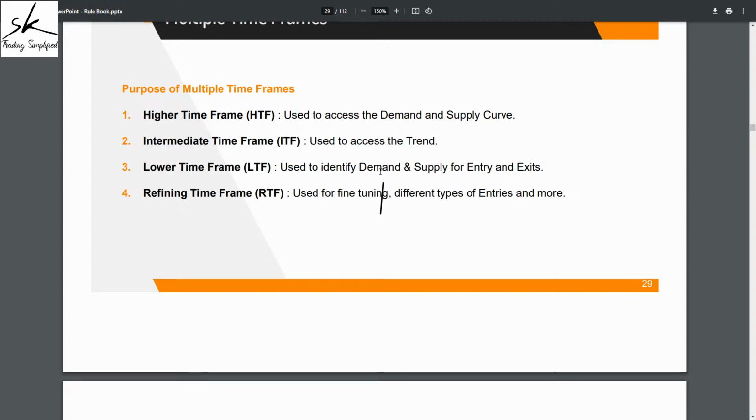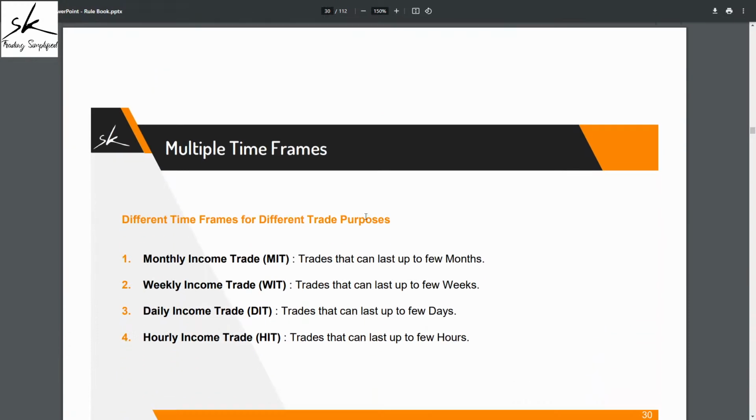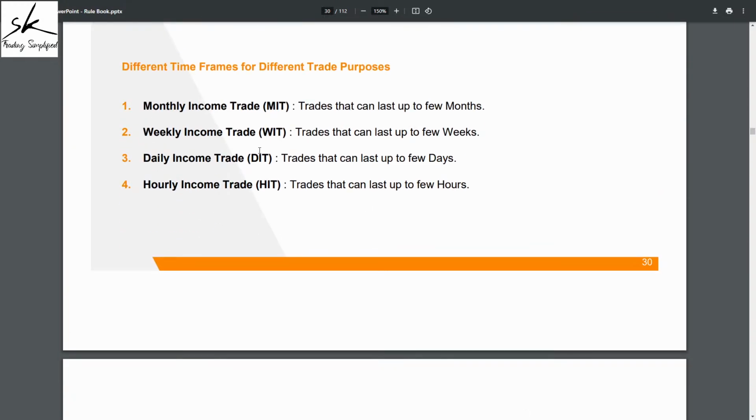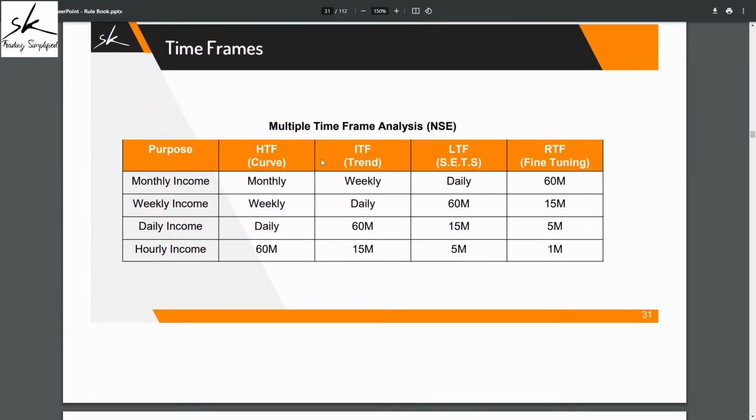Next, what are the 4 different trade purposes? We have already talked about it. HIT, DIT, WIT, and MIT. Now the question is, for every purpose of trade, what will be my 4 different time frames? We get the answer from this table. Like in this example, I want to plan monthly income trades. So as a monthly income trader, my time frames will be monthly, weekly, daily, and 60.